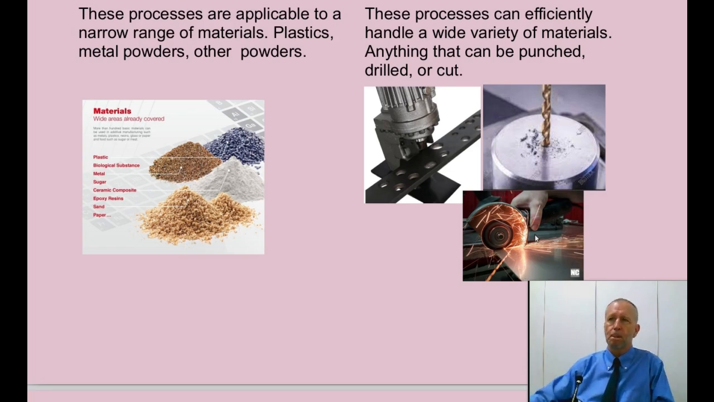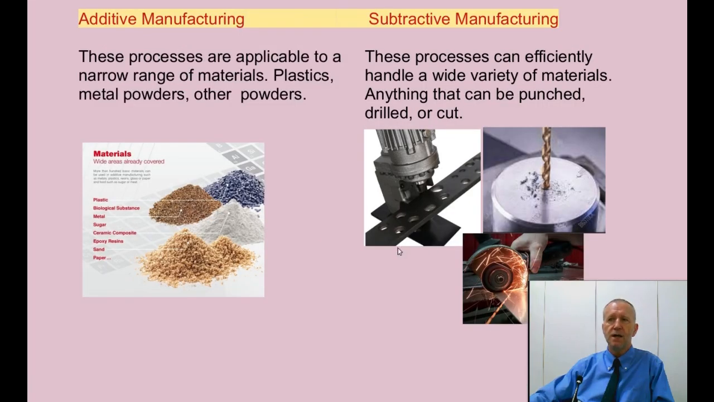But I do want to say, however, that the narrow range of materials for additive manufacturing is changing very, very fast. I mean, not many years ago, we could not do metal in the additive or 3D printing process. But now we can use metal as well as plastic.